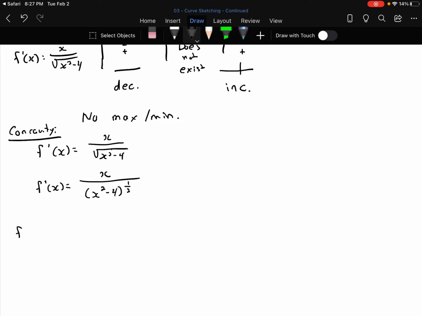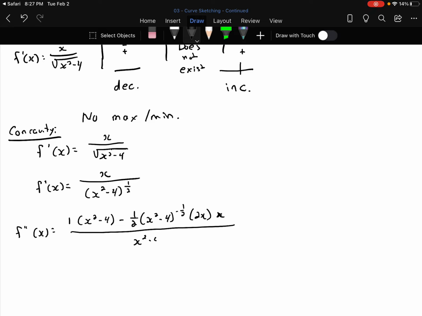So now I go double derivative, and we'll just go slow here to make sure we get this down. Derivative of the top times the bottom minus the derivative of the bottom, and then a little chain rule on the bottom, times the top, all over the bottom squared. So if it's x squared minus 4 to the 1/2 squared, I actually get x squared minus 4 now in the bottom there. Okay, so now, some simplification.